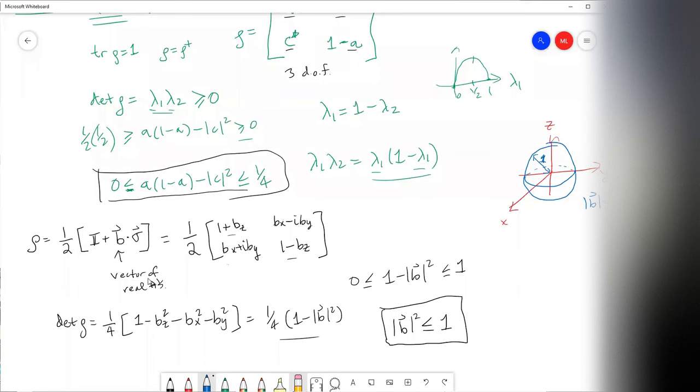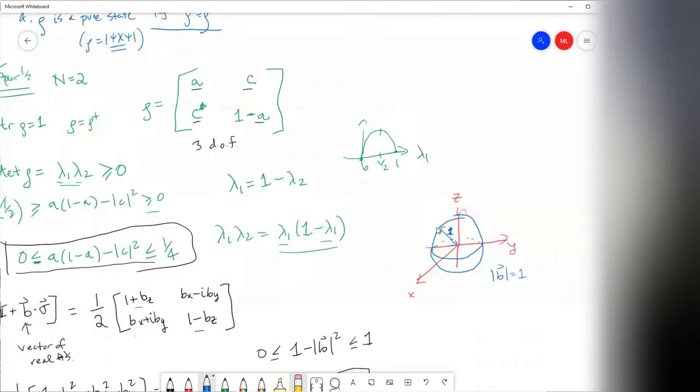Because if the determinant of rho vanishes, then you must have one of the eigenvalues be 1 and the other one is 0. So that means you could write rho as the projection onto that eigenvector corresponding to this one eigenvalue, psi 1, psi 1. So it's a pure state. So if the determinant of rho vanishes, or alternatively, if B lives on the surface of the sphere, then you're in a pure state. So all the pure states live on the surface. And all of the mixed states, when you have some uncertainty, they all live inside that sphere somewhere.